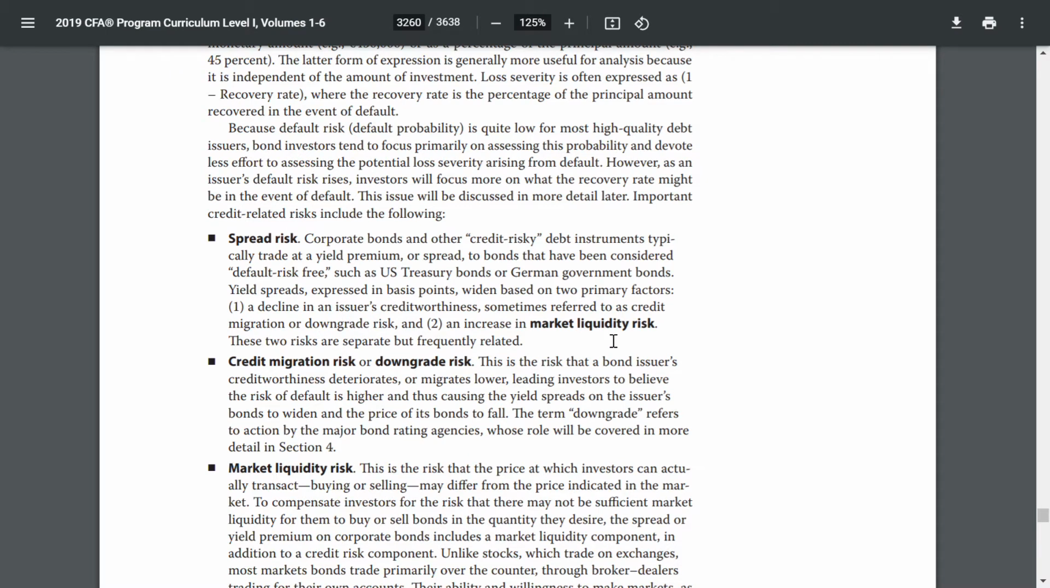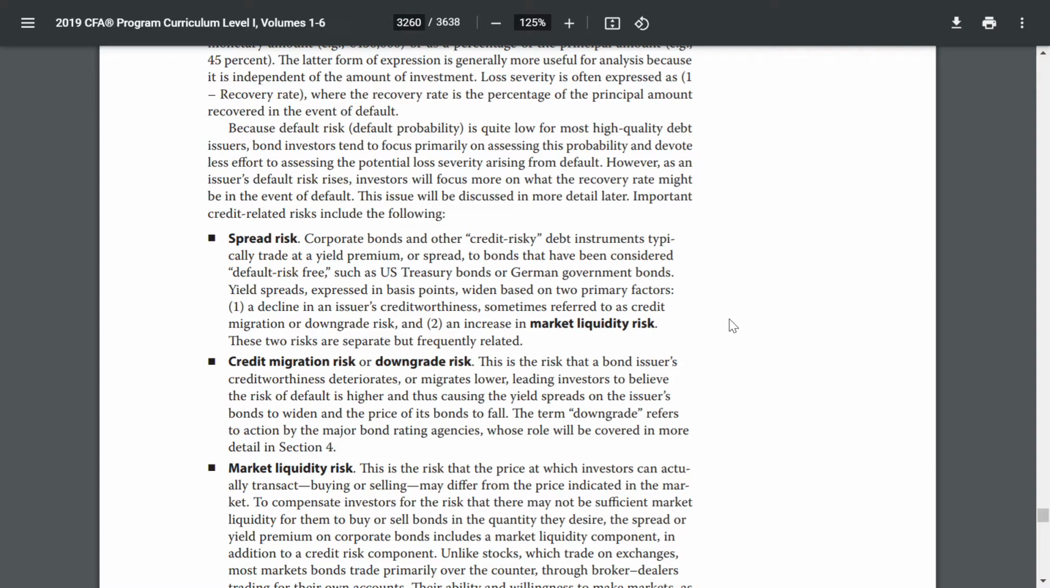Corporate bonds and other credit risky debt instruments typically trade at a yield premium or spread to bonds that have been considered default risk-free, such as U.S. Treasury bonds or German government bonds. Yield spreads, expressed in basis points, widen based on two primary factors: a decline in the issuer's creditworthiness, sometimes called credit migration or downgrade risk, and an increase in market liquidity risk. These two risks are separate but frequently related.